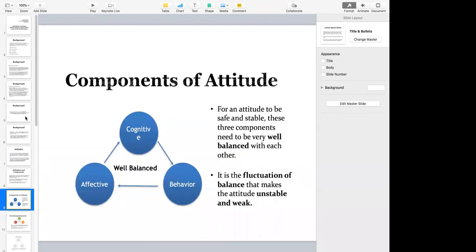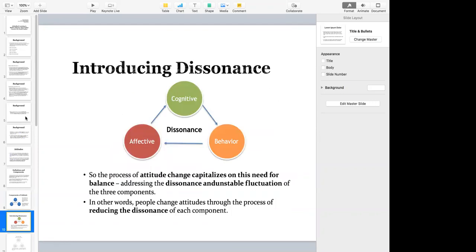When I say the fluctuation of balance makes the attitude unstable and weak, it means that if you introduce an instability, dissonance, then that is when the attitude could change, right? So the process of attitude change capitalizes on this need for balance, addressing the dissonance and unstable fluctuation of the three components. In other words, people change attitudes through the process of reducing the instability and dissonance of each component, if that makes sense.